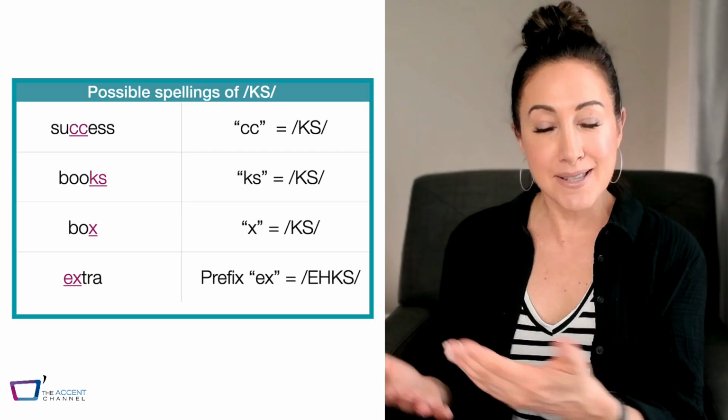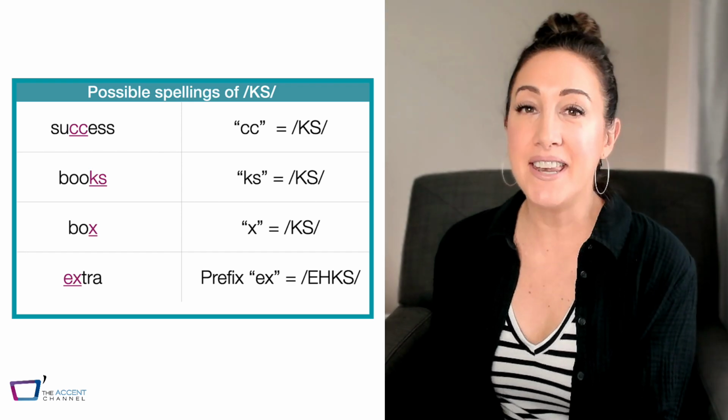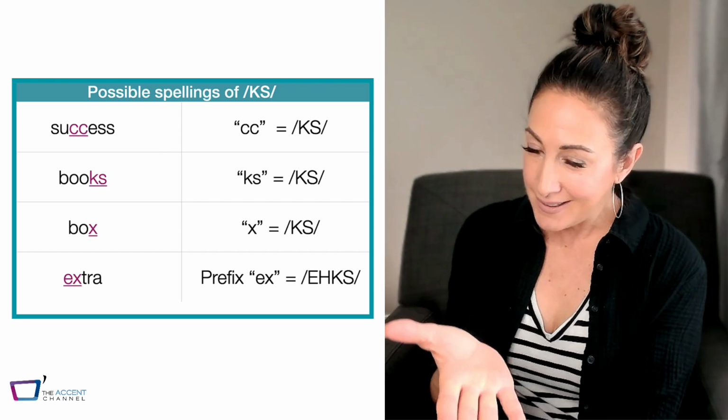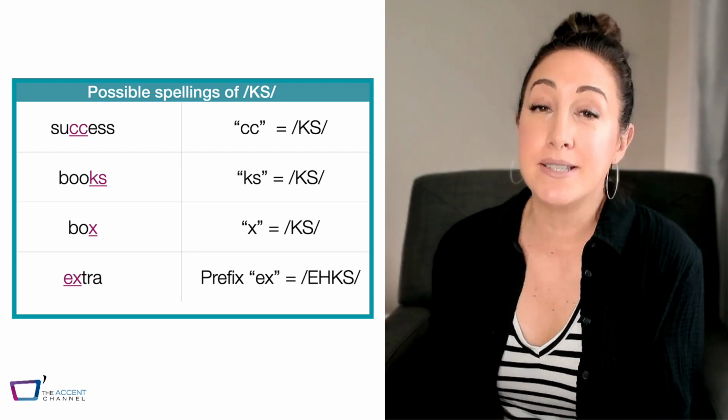Let's talk about a sound that shows up everywhere in English, but wears many different disguises to try to trick you. Okay, not really trick you, but it is tricky. The sound is KS, or the KS sound, and you'll find it in words like success, books, box, and extra. And as you can see, it's spelled many different ways, even though it's the same sound.